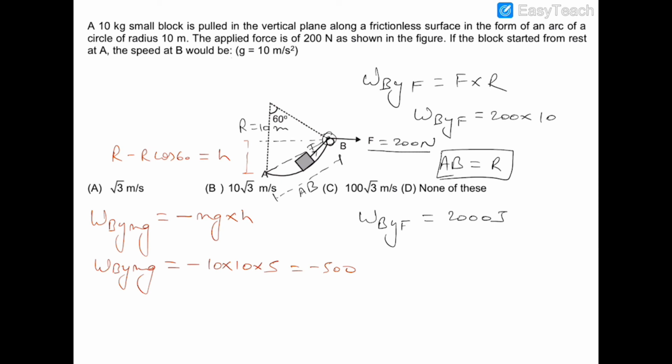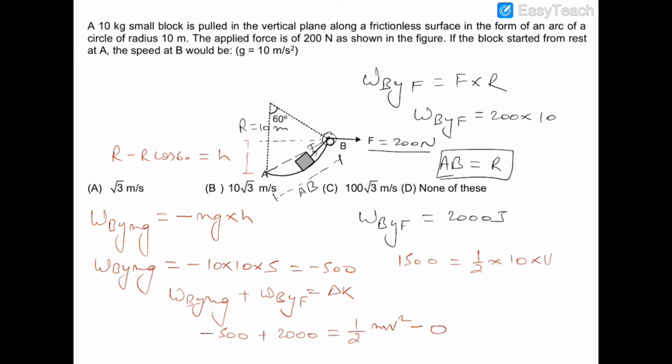Now we apply the work energy theorem. Then work done by mg plus work done by F is equal to delta K, the change in kinetic energy. Work done by mg is minus 500 plus work done by F is 2000, and the change in kinetic energy will be final kinetic energy half mv square minus initial kinetic energy, which was 0. So this 1500 is equal to half m, which is 10, and v square, and this v square will be equal to 300. V will be equal to under root of 300, and therefore v will be equal to 10 root 3. So the correct answer will be option number B.